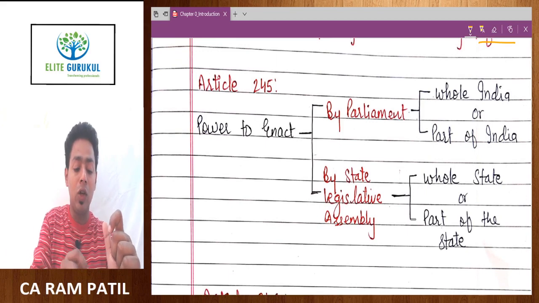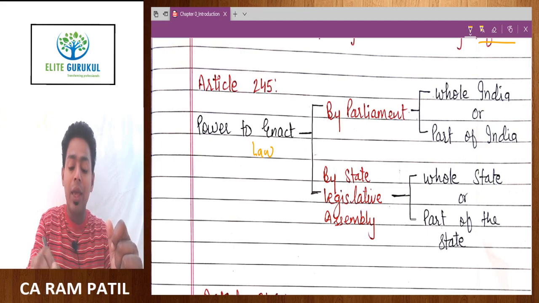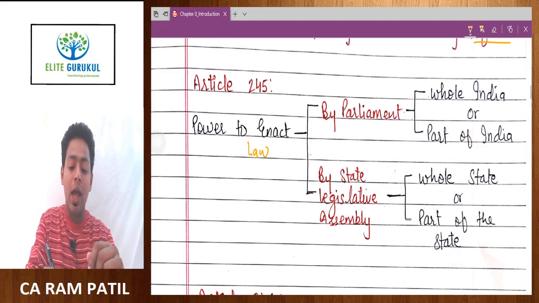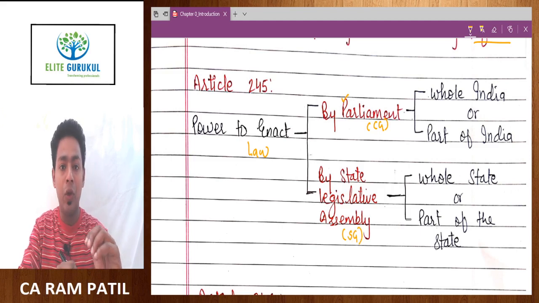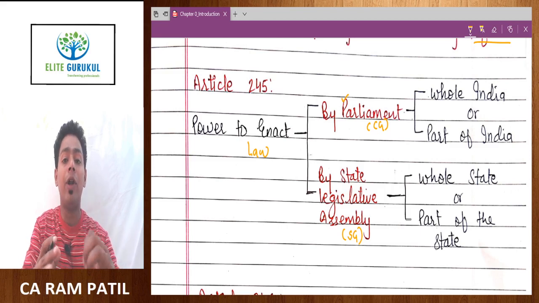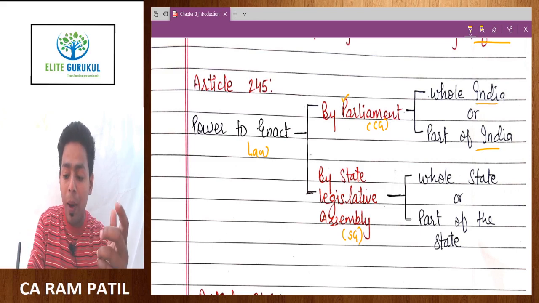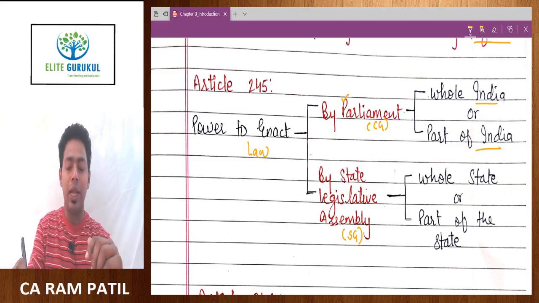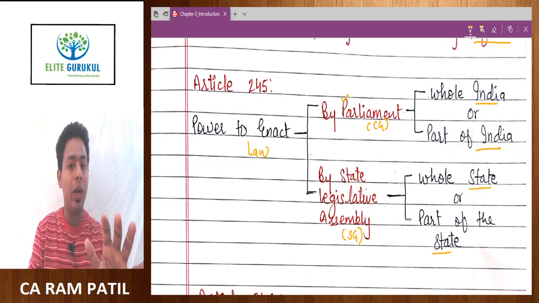As per Article 245, the power to enact law is given to 2 bodies in India. The first body is the Parliament at the central government level, and the second is the state legislatures or state legislative assemblies at the state government level. So Parliament and state legislatures alone have the power to enact law. Parliament can make law for the whole of India or part of India, whereas a state legislature can make law for the whole of the state or part of the state. I hope you understand this.